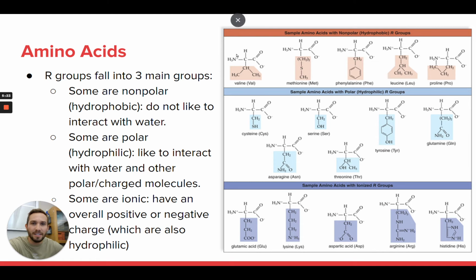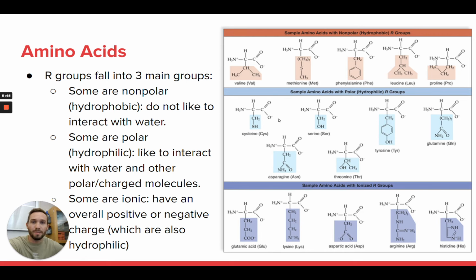But if you notice, they're all basically the same. They have a central carbon, amino group, carboxyl group. What's different about them is this highlighted region called the R group. This is the R group of different amino acids. Every amino acid has a different R group. And so there's 20 different amino acids because there's 20 different R groups you can find attached to these amino acids.